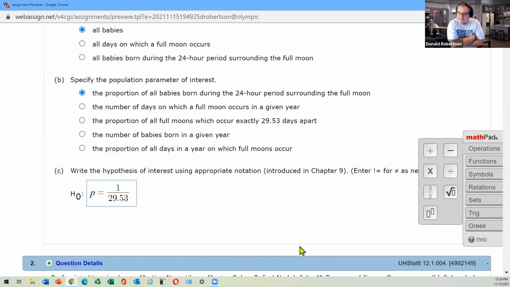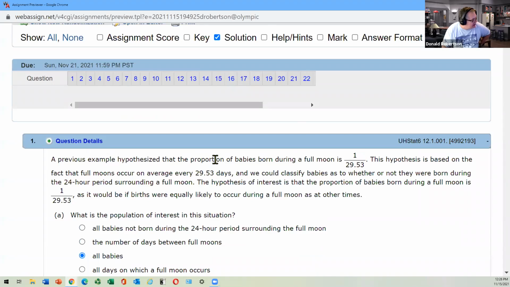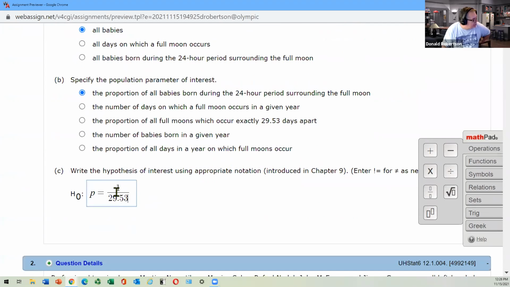Right, so there isn't any evidence, right? You get born during a full moon just as likely as you get born during any other time. They don't have this; it would have been nice. What would the alternate be if you thought that it was actually bigger? In other words, you think more babies are born. What would you write as your null hypothesis in that story?